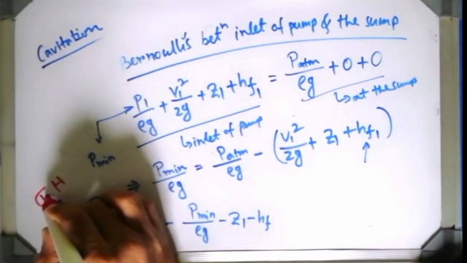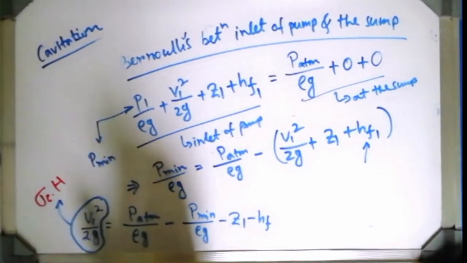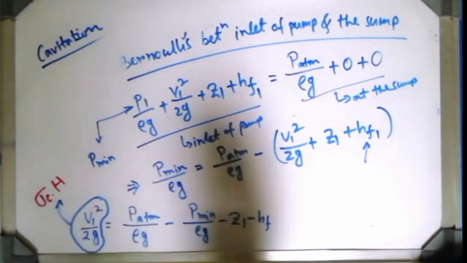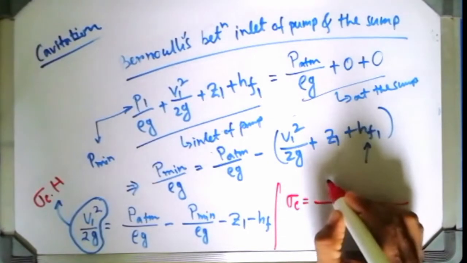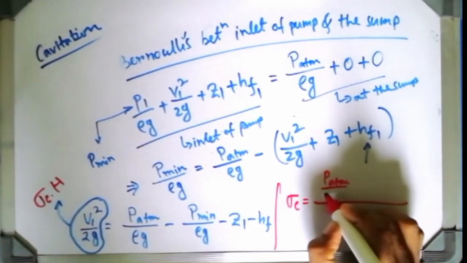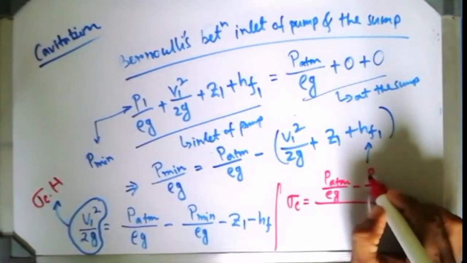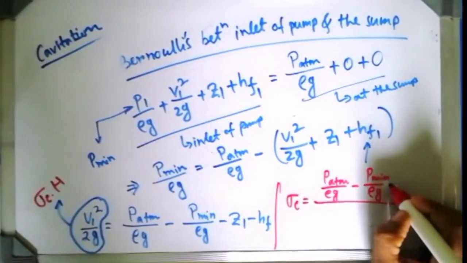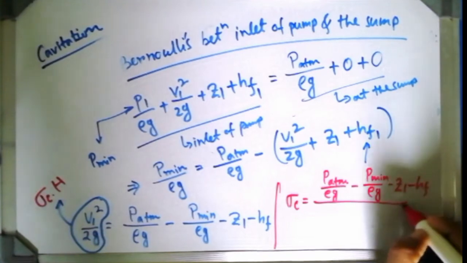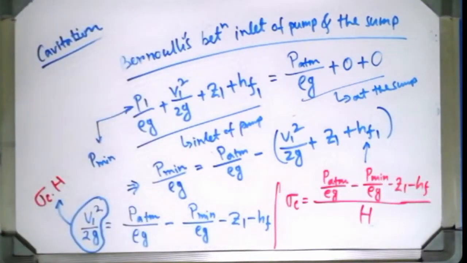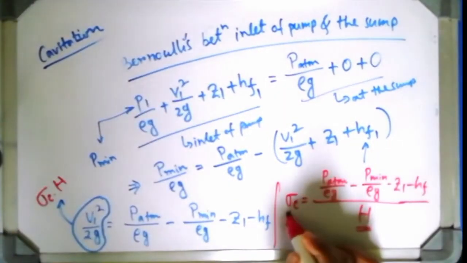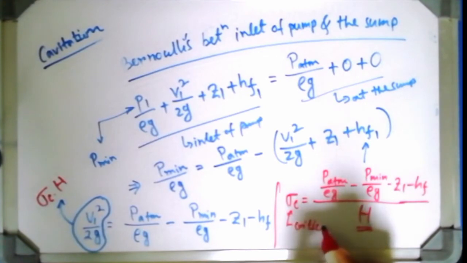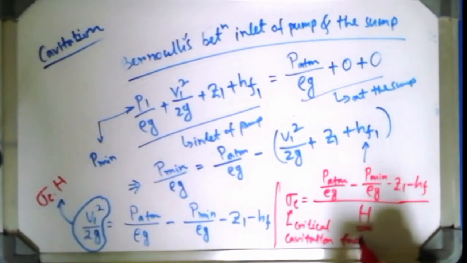What is this sigma c? Sigma c is the critical cavitation factor. Just see how it will look if we replace it. Sigma c will look like this, you can understand very easily: P ATM by rho g minus P minimum by rho g minus Z1 minus HF, divided by H. What is this H? Obviously the net head developed by the pump. And sigma c is the critical cavitation factor.